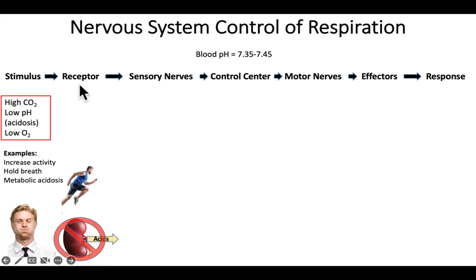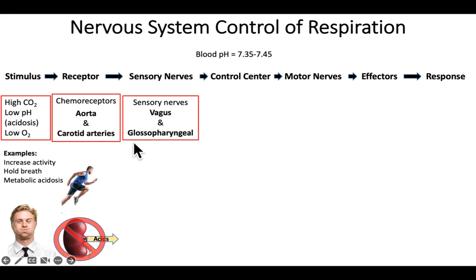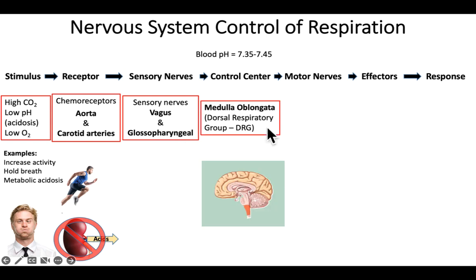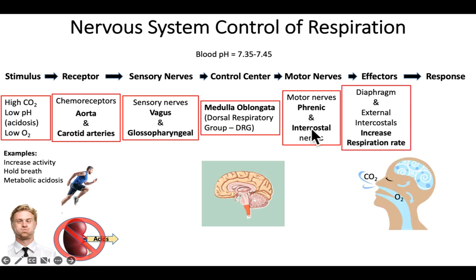You have to have receptors. We use chemoreceptors. The aorta has chemoreceptors, the carotids have chemoreceptors. So they detect this stimulus. They're going to have to tell the control center, so we're going to use two sensory nerves, vagus and glossopharyngeal. They tell the medulla oblongata, the DRG, that we need to breathe more. So the medulla is going to use motor nerves, the phrenic nerve and intercostal nerves, to tell the diaphragm and external intercostals you have to increase your rate of contractions.